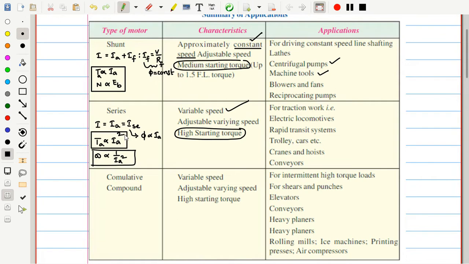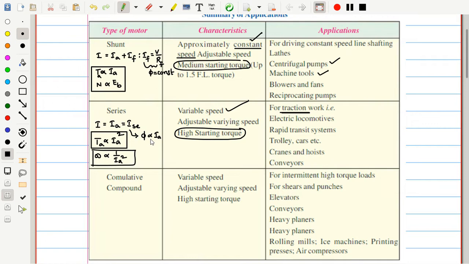So where will be the variable speed applications? Like traction, in trains. Sometimes I need low speed, sometimes high speed, and various examples are given: cranes, hoists, conveyors, and trolley cars, etc. So in cars also we can use the series motors, and those must have high starting torque. Wherever there is an Ia square expression, it will have high starting torque in comparison to the previous one. This one is medium starting torque, Ta proportional to Ia. So Ta proportional to Ia square means high starting torque.